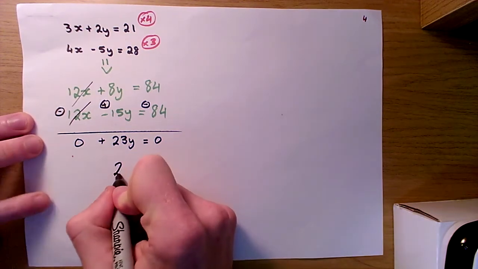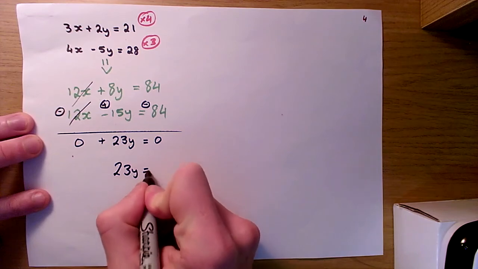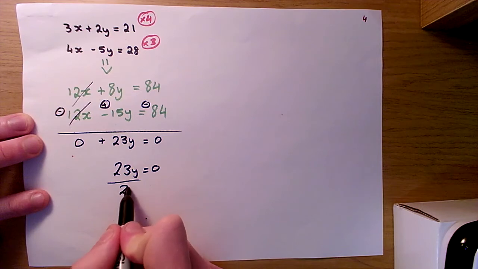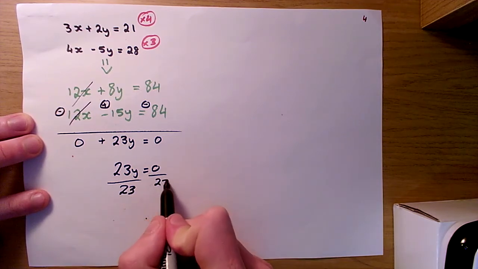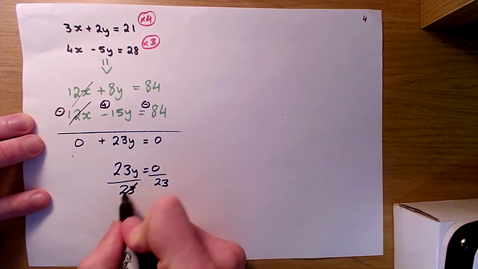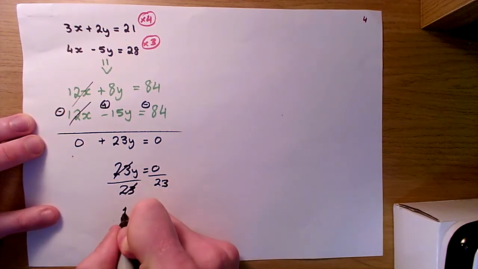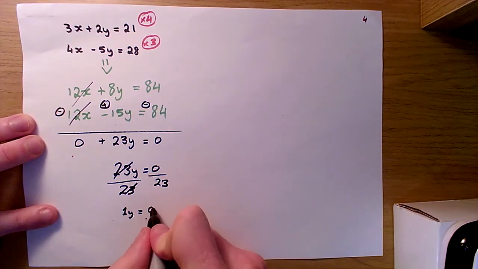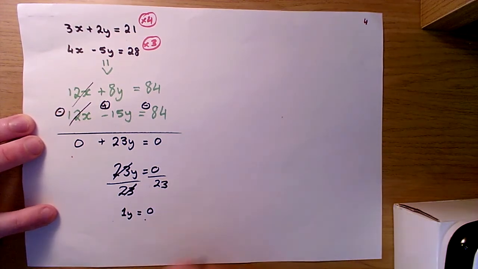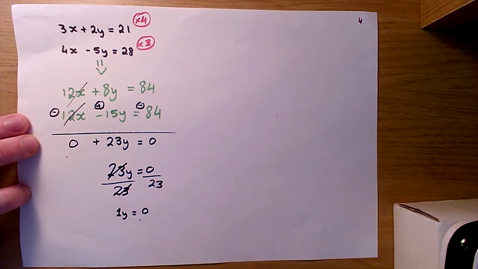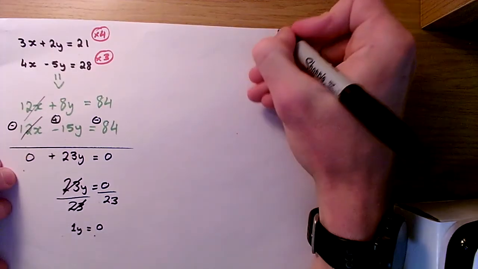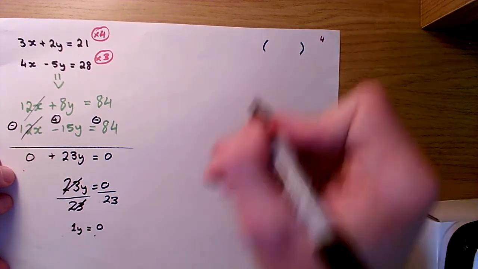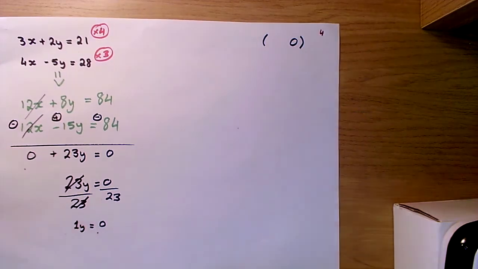Alright, and 23y is equal to 0. In order to get 1y on its own, we divide both sides by 23. 23 goes into 23y 1y time, and 23 goes into 0 times. So we can see that y is equal to 0. So again, if we were to think back to the image of these two lines intersecting, we're looking for an x coordinate and a y coordinate. Well, we've just discovered that the y coordinate is 0.